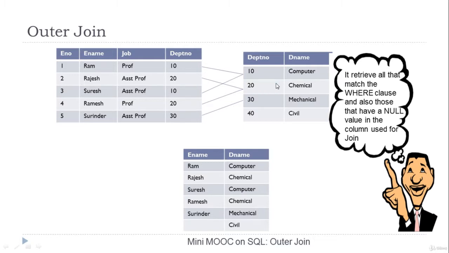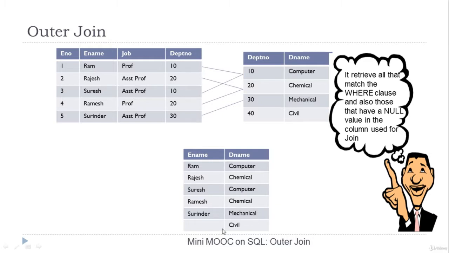So in equi-inner join, only the records of department number 10, 20 and 30, that is computer, chemical and mechanical departments, will appear in the output. But in order to show the record of civil department in the output, we have to display the full department table. That's why there is a need to use outer join.